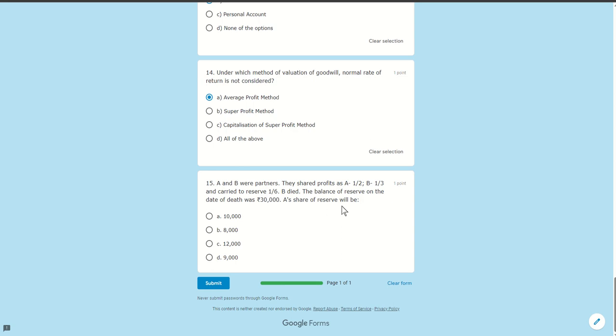Now, simple. First, don't get carried away by the straightforward ratios given 1 by 2, 1 by 3, and 1 by 6. First, you have to calculate the ratio between A and B. So A and B, the ratio is how much? 1 by 2 and 1 by 3. That means it's a 3:2 ratio. So 3 by 5 of 30,000 will be A's share. So if you do that, 3 by 5 into 30,000, how much do we get?